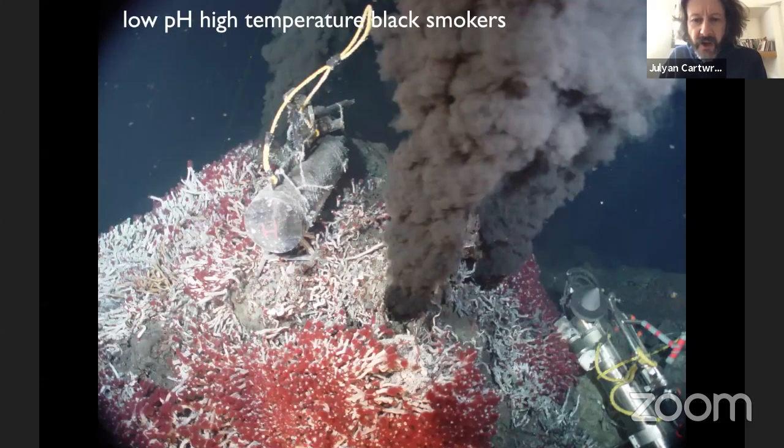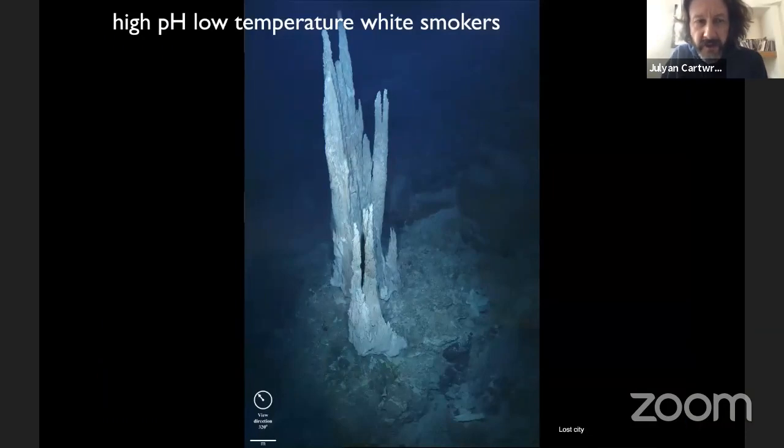So there are different types of these hydrothermal vents on Earth. The most well-known ones are these low pH and high temperature, so-called black smokers, because they give this black fluid coming out of them. These are probably less involved in the origin of life. They're very high temperature and probably too high for life to have evolved. And then there are these high pH, low temperature white smokers, and these are probably more interesting for the origin of life on Earth.